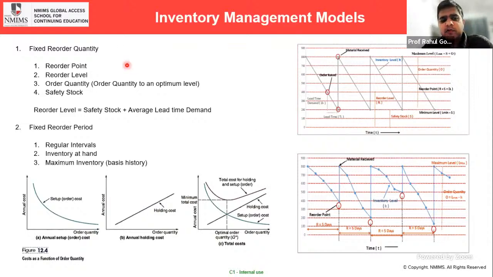inventory orders are placed. One is called a fixed reorder quantity. Every time you are placing an order, you are placing an order of a fixed quantity. You will see here there is a certain starting point, you are consuming the inventory, and this is the reorder point.